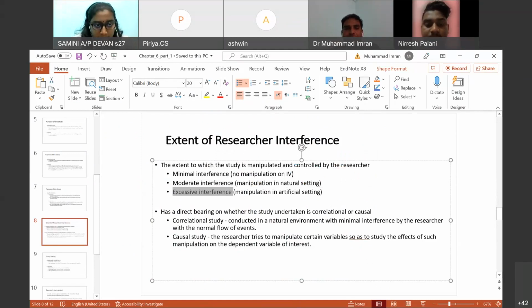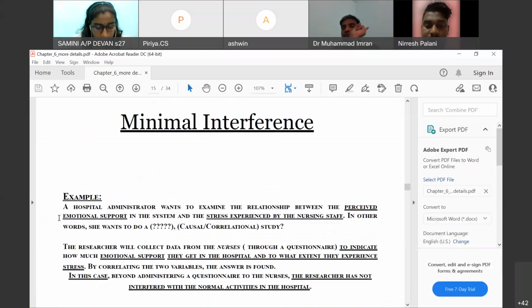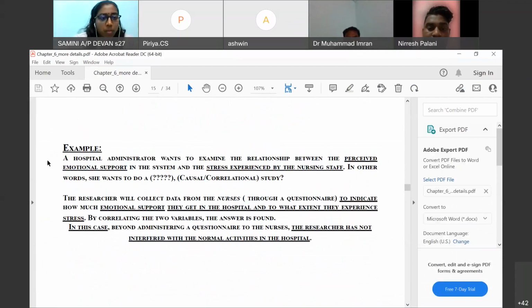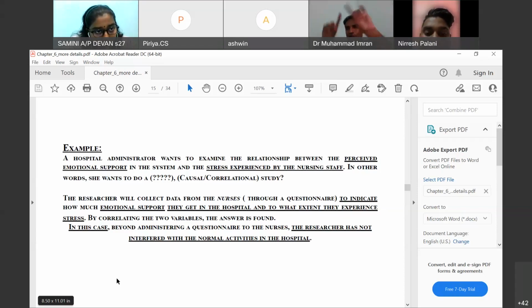Number one is minimum interference. Can you read this example? Read, please. The hospital administrator wants to examine the relationship between the perceived emotional support in the system and the stress experienced by the nursing staff. In other words, she wants to do a causal or correlational study. This is a question.